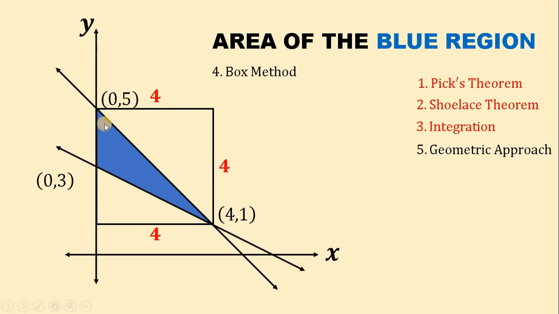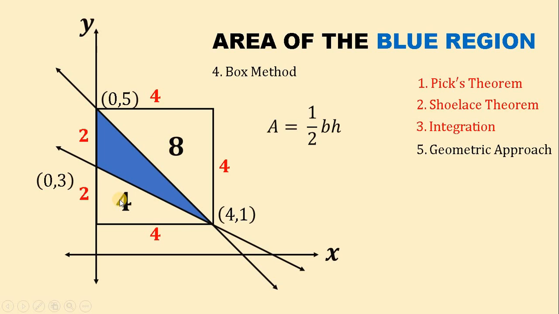And now from this point to this point, we have (0, 3) and (0, 5). This is 2. And of course, the other one is also 2 because it adds up to 4. Now, let's use the area of a triangle because what we're going to do here is to get the area of the whole square or box minus the area of these small triangles. So to find the area of the triangle, we need to have 1/2 times base times height.